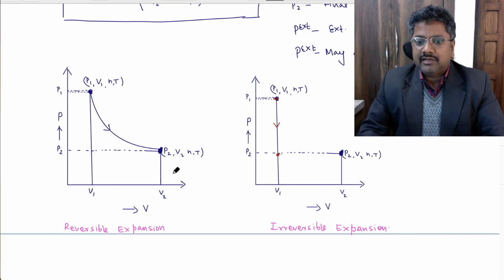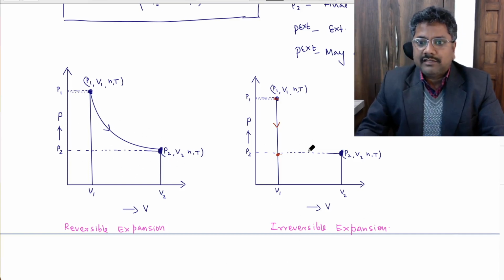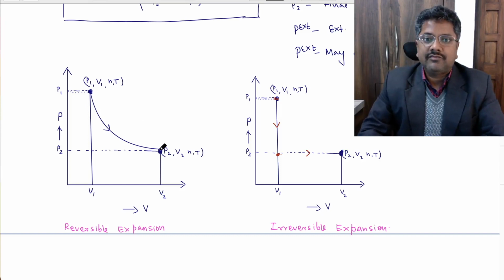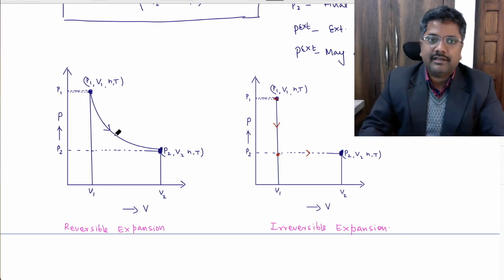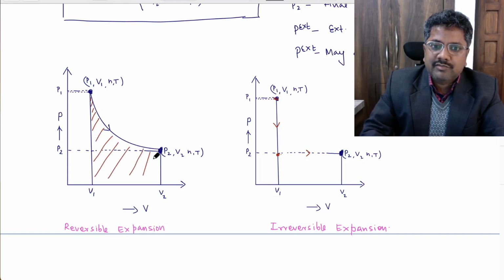So there is one more way to calculate the work involved in such a type of process. Suppose the initial state is this and the final state is this. Same initial and same final state if we compare, we can use the area under the curve as the work involved. So here this area is enclosed by this reversible path, right?